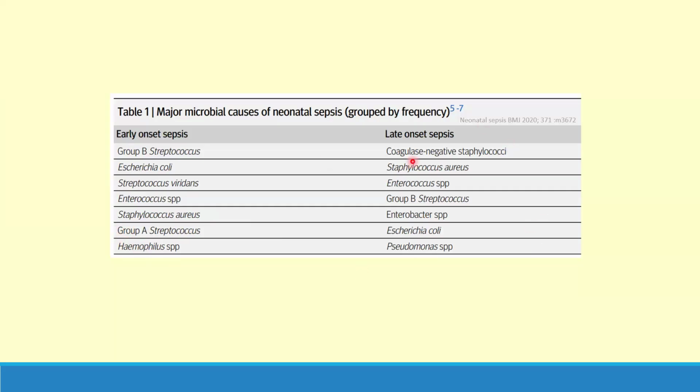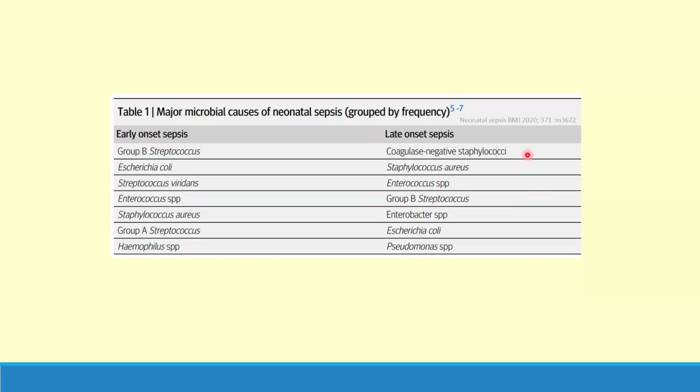And late onset sepsis, so group B strep still appears there because once babies are colonized with group B strep, and we don't screen in the UK, and a number of countries don't screen for group B strep, and even if you do, you may find false negatives. But once you're colonized with group B strep, you can present up to 3 months later with invasive disease. So those babies will just be colonized and may not be unwell early on.